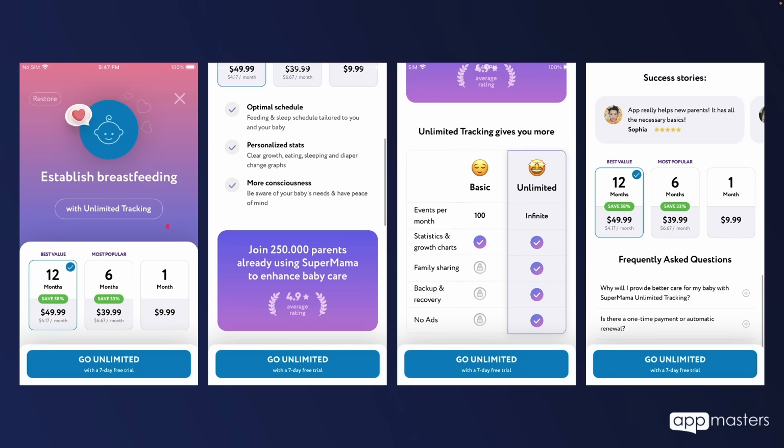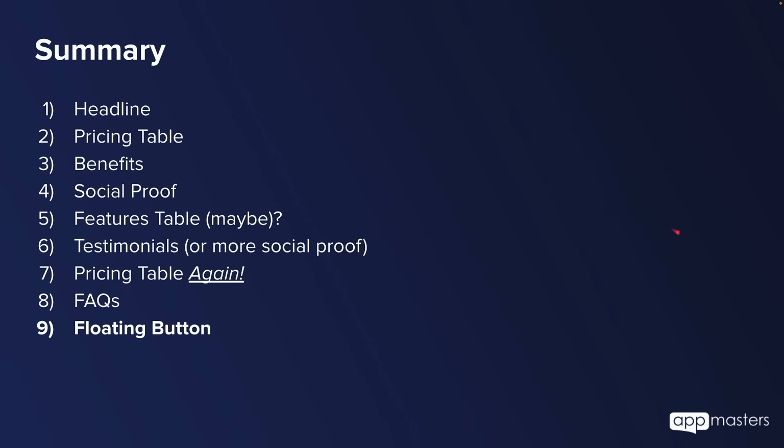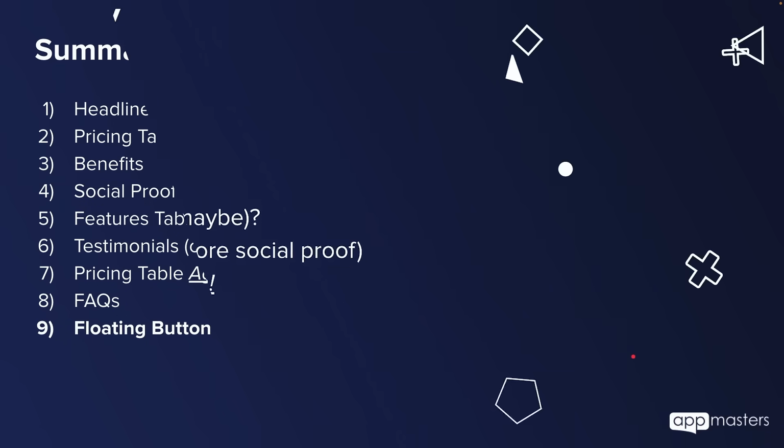Okay. So just to recap, here's what it looks like, broken out into different screens. And then here's the page that you might want to screenshot right here. We have the headline, pricing table, benefits, social proof, features table, maybe I put it in there, testimonials, pricing table again, FAQs, and the floating button. All right, that's it. Now you can make more money.